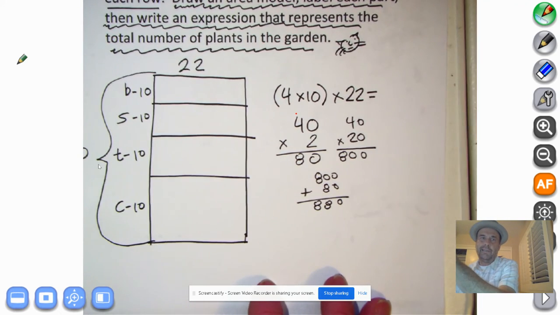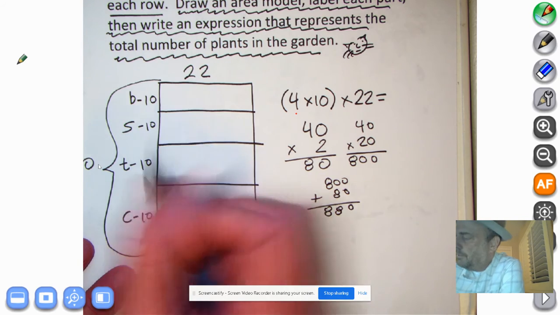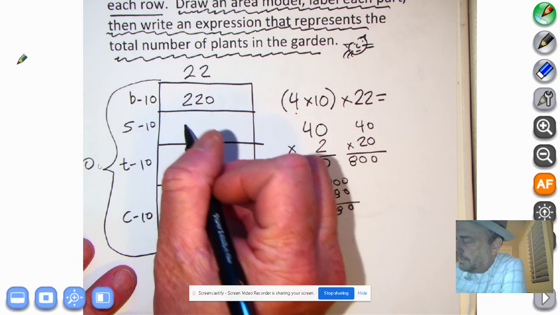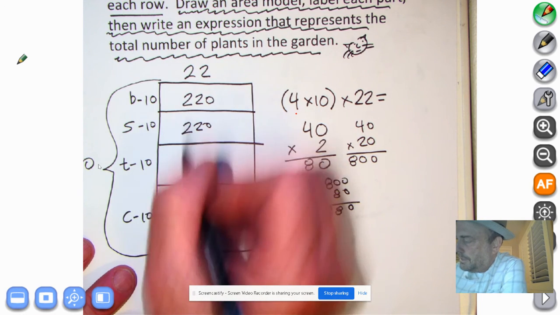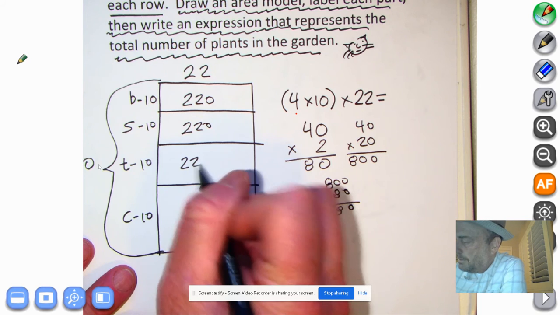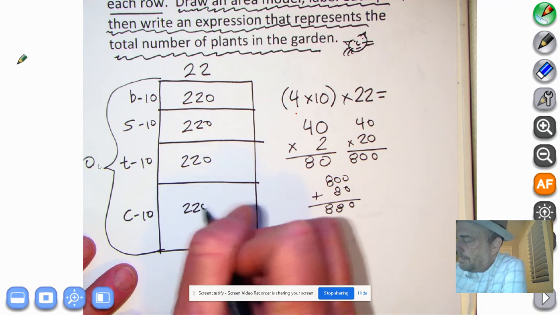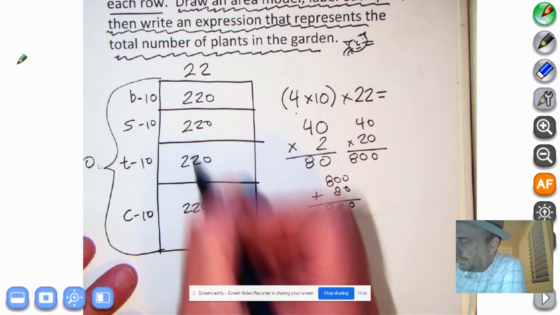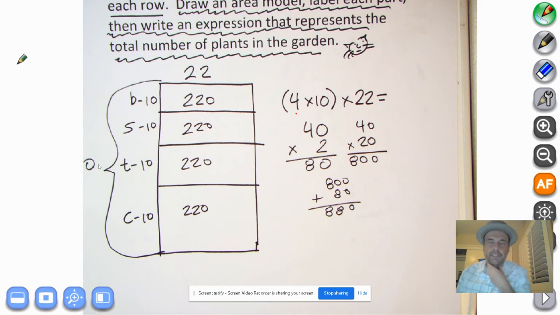So how many are in each row? Well, let's break that down too. We can go 10 times 22 is 220. 10 times 22 is 220, right? There's adding a 0 on that 22. 10 times 22, 220, and 10 times 22, 220. And I bet if we add these all up, we'll get 880, excuse me. So that's one way to do it.